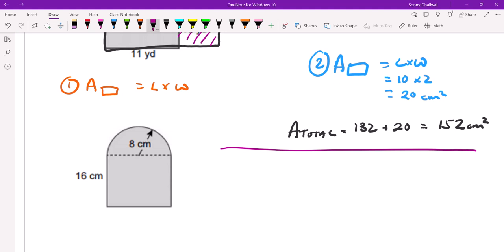All right. So, what two shapes do you see here? Oval. No. Half circle. So, we have a half circle here. You're going to find the area of your circle and divide it by 2 or multiply it by a half. Right? Then, what other shape do we have?